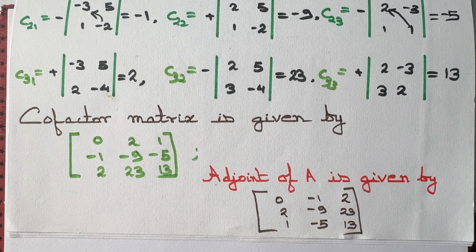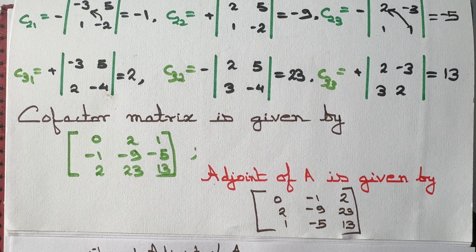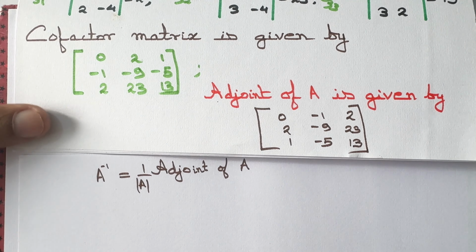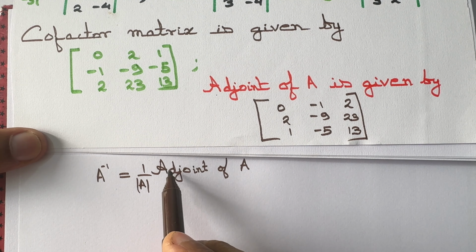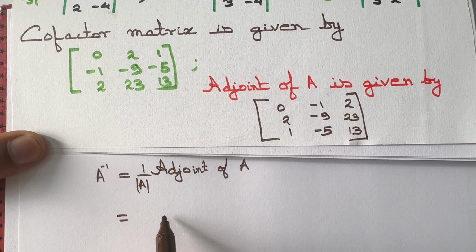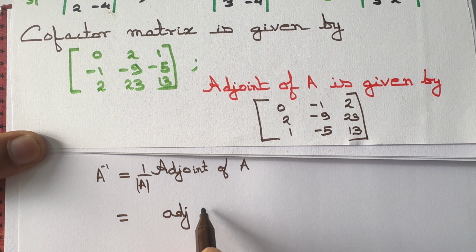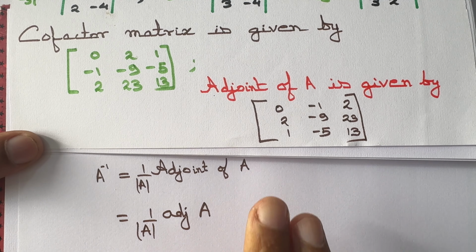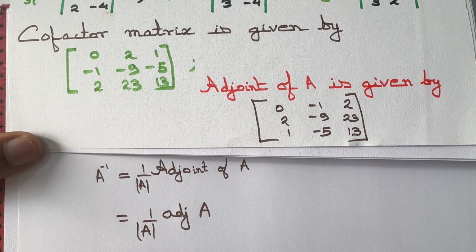Now we want to find inverse of A. A inverse is defined as adjoint of A by determinant of A. Once again, A inverse equal to adjoint of A by determinant of A. We simply write it as adj A, that's adjoint of A, and then we need to divide by determinant of A. Okay, now how about determinant of A?